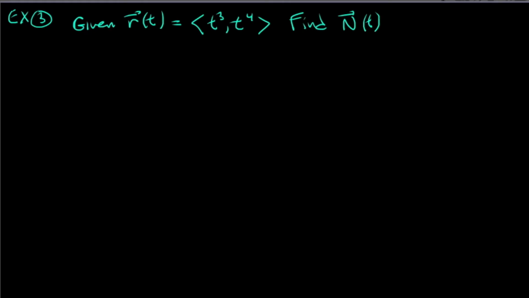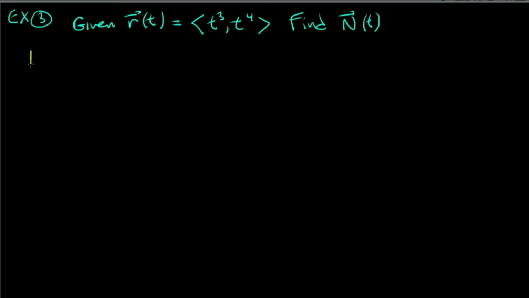Okay, so our next example, we have the position vector t, t cubed, t to the fourth, as before, and now we want to find N of t. There's two ways of doing it. When you have a curve in a plane, finding N is really not that hard. When you have a curve in space, finding the principal unit normal vector is not quite as pleasant. And here's why. We're going to do it the long way first.